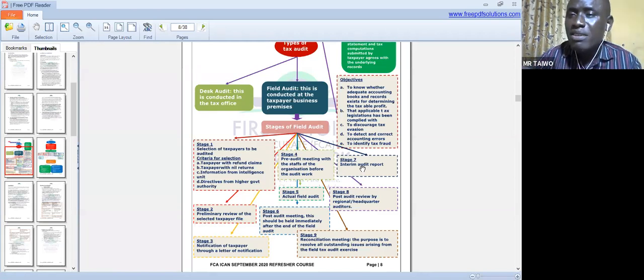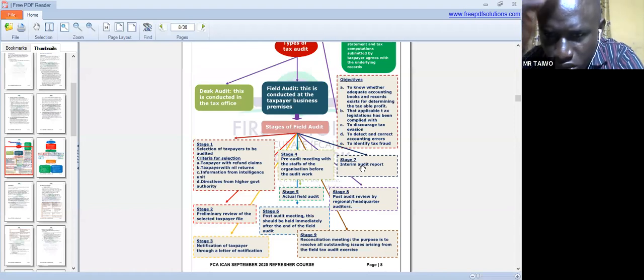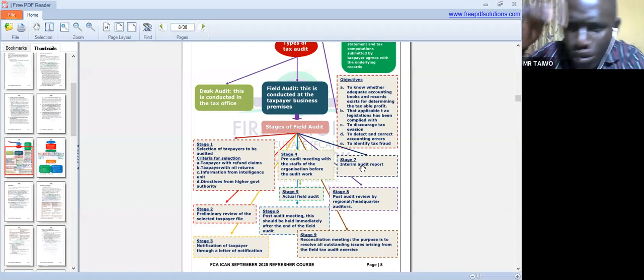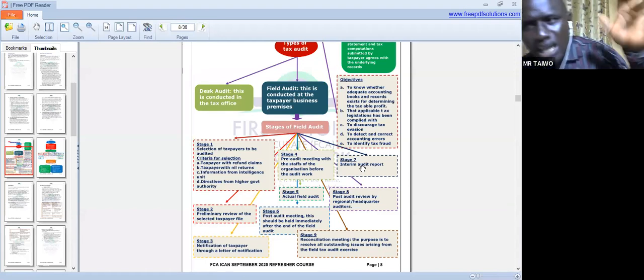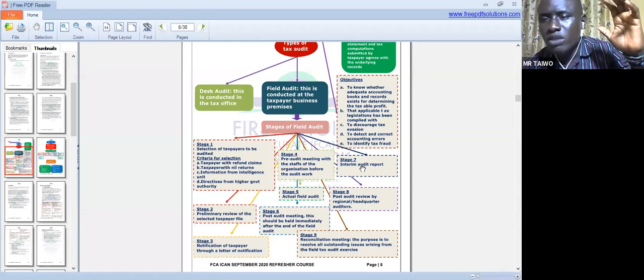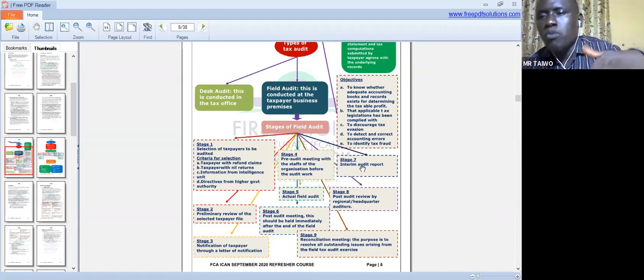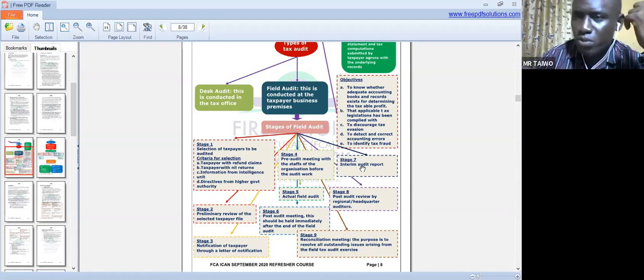They will now do the interim audit report. That means there will be a report they will make regarding their findings and everything they have done in your office. They will now pass that report for review to headquarters. You know, they have a hierarchy. There is a headquarters of the audit of the tax authority. They will pass that interim audit report to them.